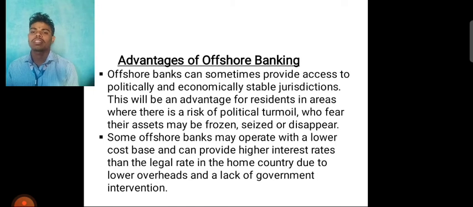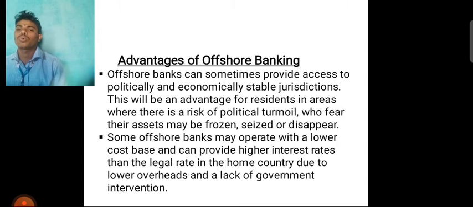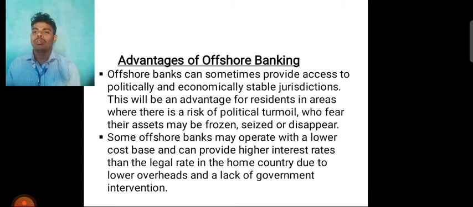Second advantage is that some offshore banks may operate with lower cost and can provide higher interest rates than the legal rates in the home country, due to lower rates and lack of government invitations.